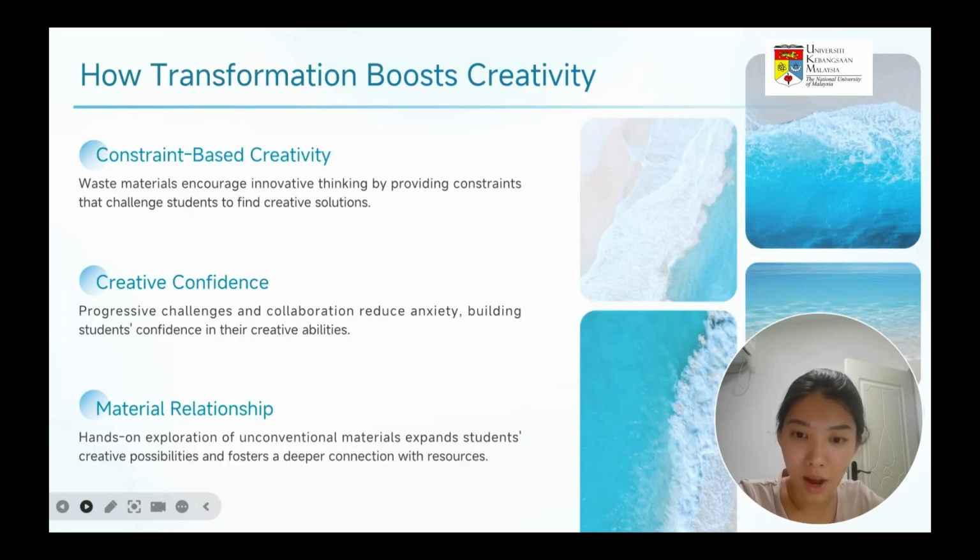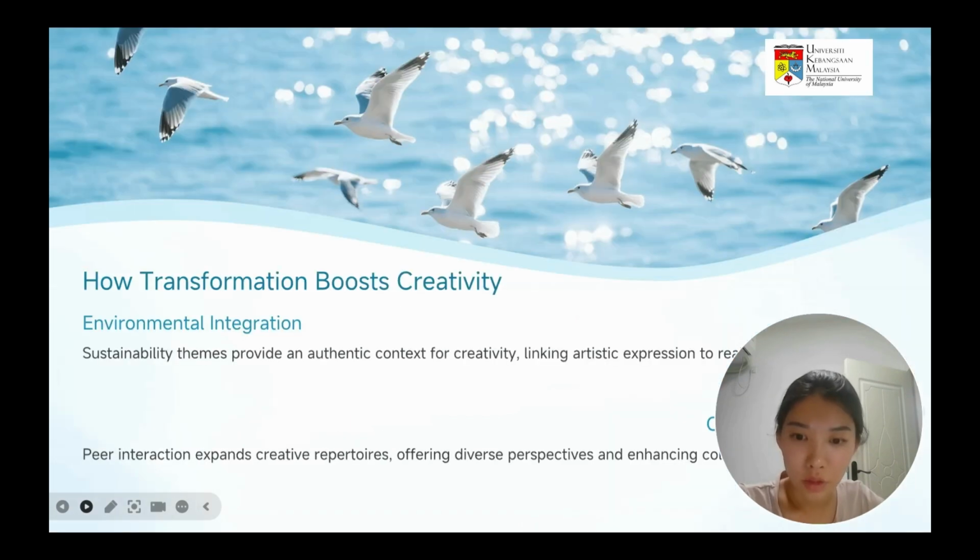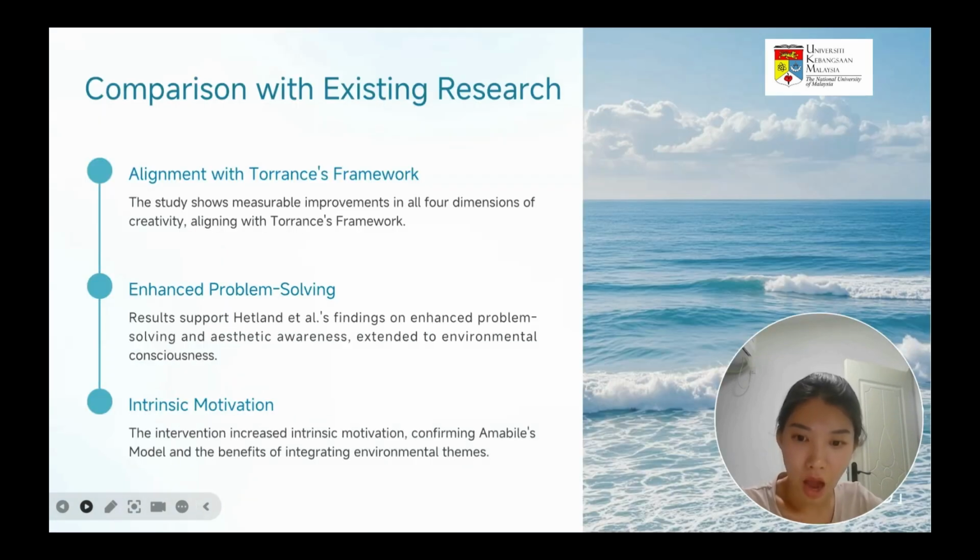Why did old object transformation boost creativity? We found 3 reasons. 1. Constraint-based creativity. 2. Creative confidence. 3. Material relationships. 2 more reasons. 1. Environmental integration. 3. Collaborative learning. Our results aligned with 3 key existing studies. 1. Torrance's framework. 2. Headland's findings. 3. A mindset-bias model.